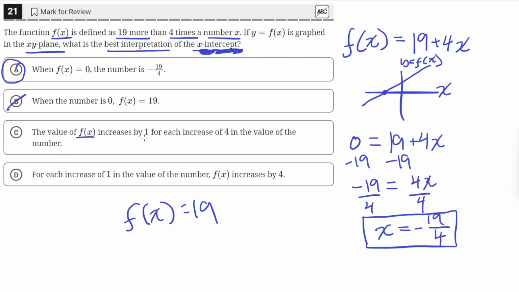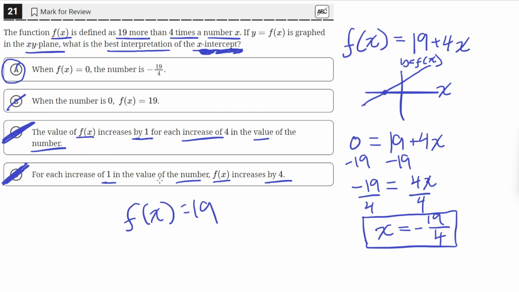The value of f of x increases by 1 for each increase of 4 in the value of the number. This is describing the slope of the graph of f of x, not the value of the x-intercept. D says for each increase of 1 in the value of the number, f of x increases by 4. This is actually talking about the slope. This is talking about the inverse of the slope, so like 1 over the slope.